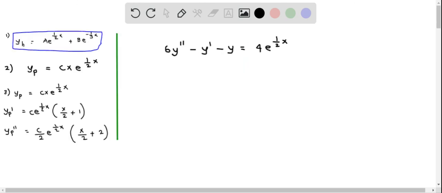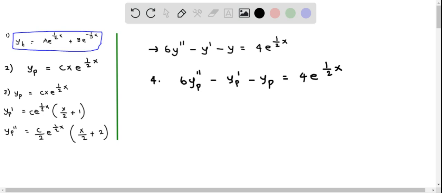In step 4, we are going to determine the value of constant c. First, I'm going to rewrite this original differential equation by replacing y as yp. So this will become 6 times yp double prime minus y sub p prime minus y sub p, and this equals 4e power half x. Now we are going to replace yp prime and yp double prime as we have found from step 3.